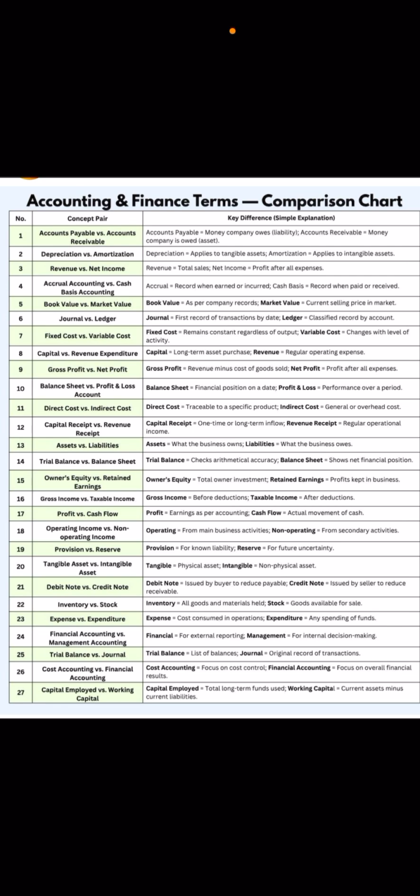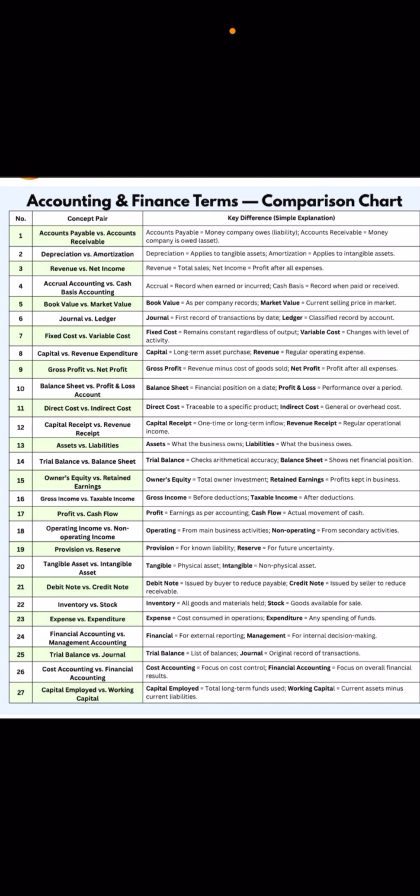Trial balance versus journal. The trial balance is a list of ledger balances. No, trial balance is not an account, it's a statement. Journal is the original record of transactions. We record the transactions in the journal.